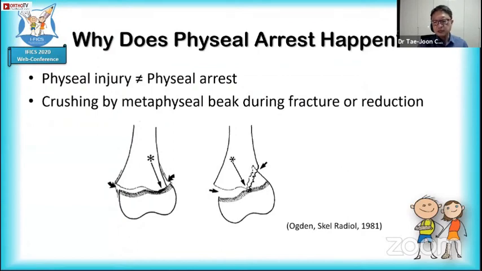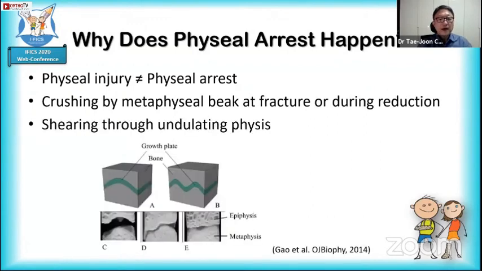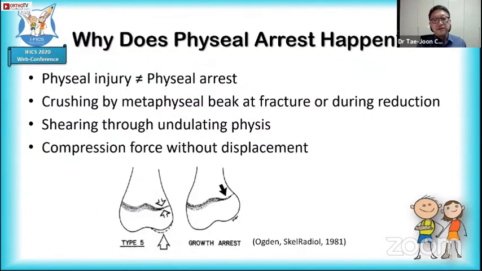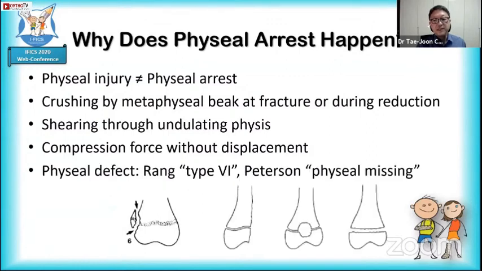First, the metaphyseal beak may crush the physis, as in the figures, during the injury or during the reduction procedure. Second, the physis is not a flat structure three-dimensionally, but it has undulations. So the growing chondrocytes can be crushed by this undulation during displacement. It happens commonly at the distal femur. Third, the physis can be crushed vertically by compression force, resulting in physeal arrest.